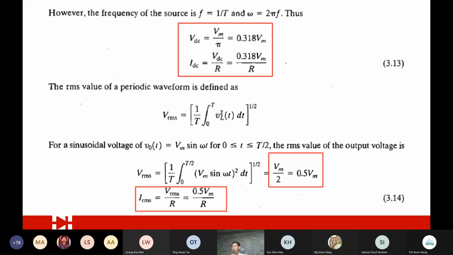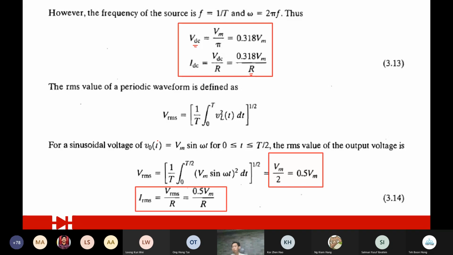But still, there are some equations to govern the operations. If you want to measure them in DC, you basically take Vm, where m is the peak, multiplied by 0.31. And then of course the current will be divided by R, the load resistance. So this is just V over R, like Ohm's law.